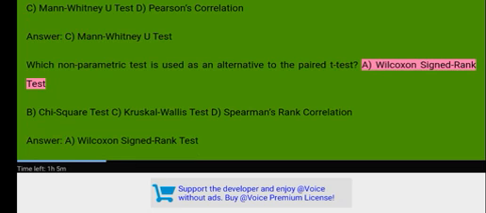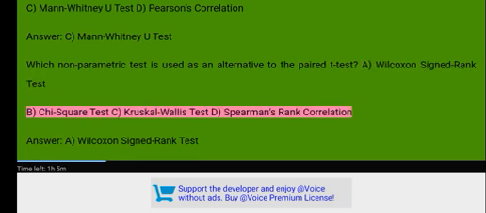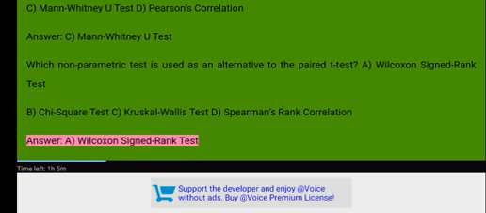Which non-parametric test is used as an alternative to the paired t-test? A. Wilcoxon signed-rank test. B. Chi-square test. C. Kruskal-Wallis test. D. Spearman's rank correlation. Answer: A. Wilcoxon signed-rank test.